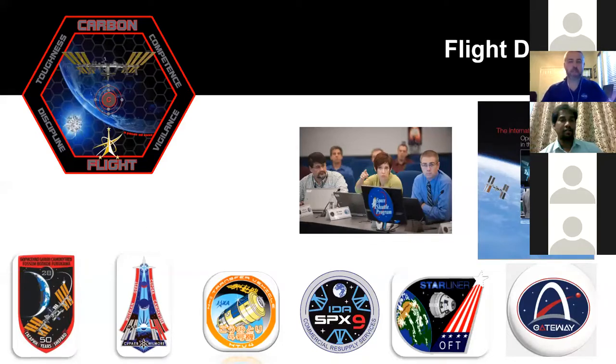And anything you know about human spaceflight, there's always a mission patch associated with it. And so in the upper left of the screen is the patch for my call sign, which is Carbon Flight. And then at the bottom are the different missions that I've been a part of. Some of them are space station expedition missions, like Expedition 28 and Expedition 41. Some of them have been cargo missions to the space station, like the Japanese HTV-4 and the SpaceX 9 cargo mission. And more recently, I've been involved in the Boeing Commercial Crew Program and launching Americans again from the United States with Boeing's Starliner. We had our first uncrewed test flight last December.